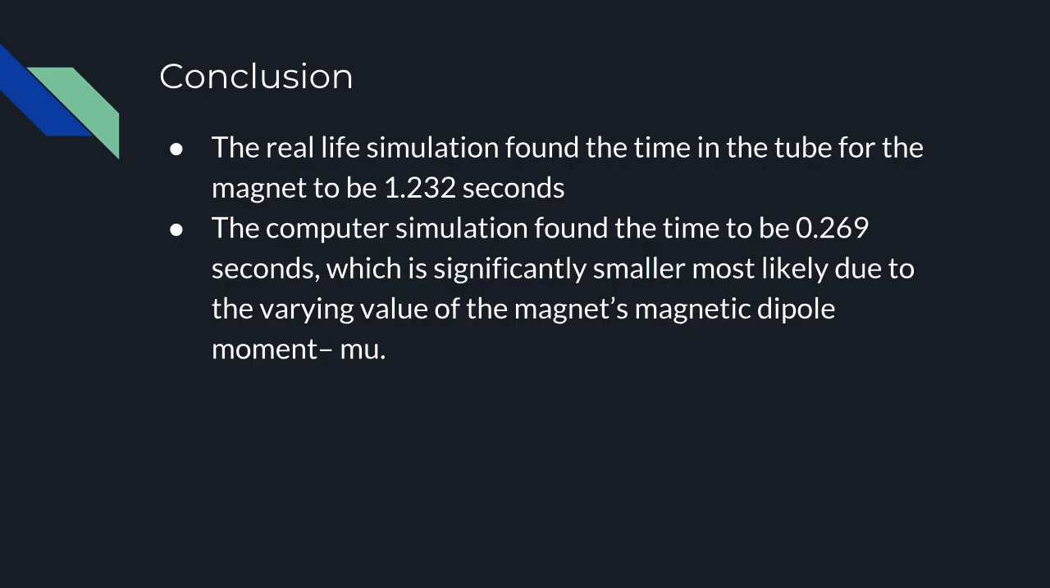In conclusion, the real-life experiment found the time in the tube for the magnet to be 1.232 seconds, and the computer simulation found it to only be 0.269 seconds, which is significantly smaller, most likely due to the varying value of the magnet's magnetic dipole moment, mu.